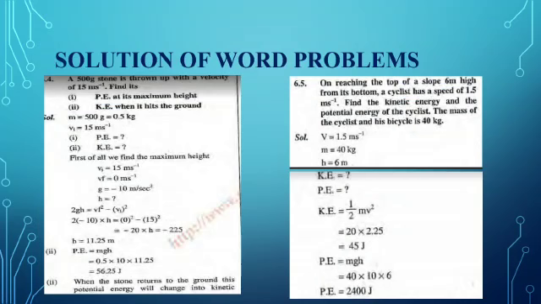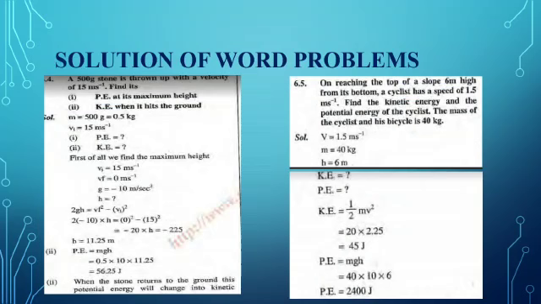Now the next is 6.4. A 500 gram stone is thrown up with a velocity of 15 meters per second. Find its potential energy at its maximum height and kinetic energy when it hits the ground. As you know, potential energy is always related to position of an object, and kinetic energy is always related to velocity of the object. So mass is given 500 gram.